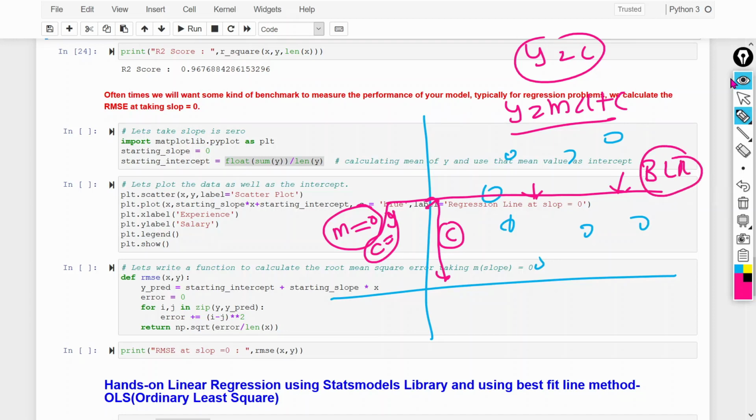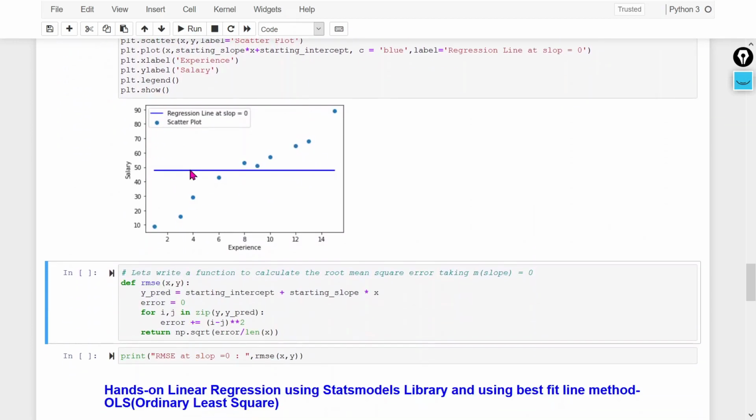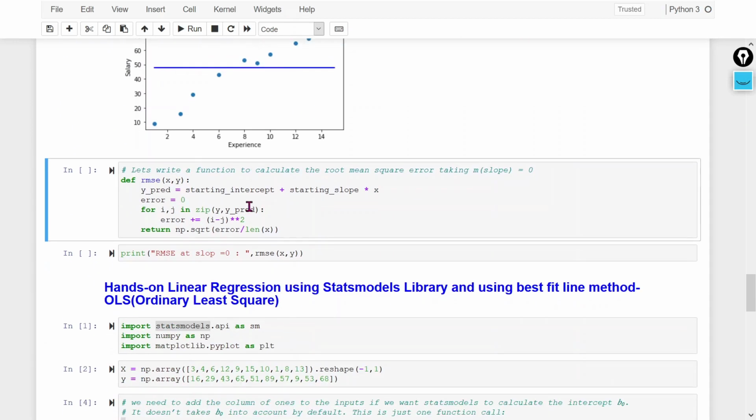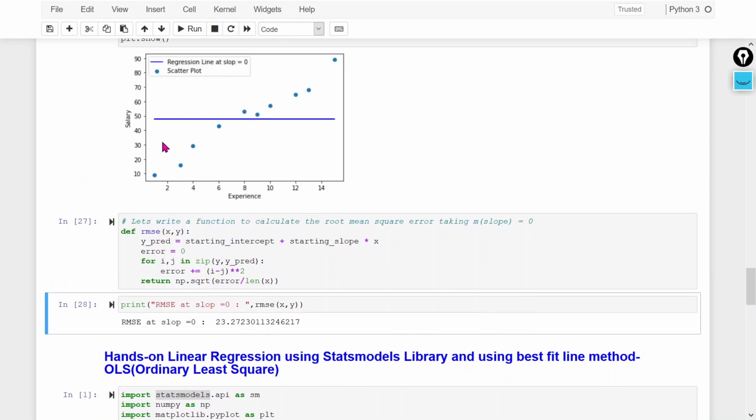So this will be your base linear regression model. How can we calculate? Let's see. Here slope will be 0, so intercept will be that particular y mean value, right? That we can calculate by the sum of y divided by the length of y. Then we will plot the scatter plot. This will be your scatter plot. Then we will use the root mean square error. Our root mean square error I am getting is 23.27. It means whatever line I create after that, our root mean square error should always be less than this value. So this is the base model we can create.